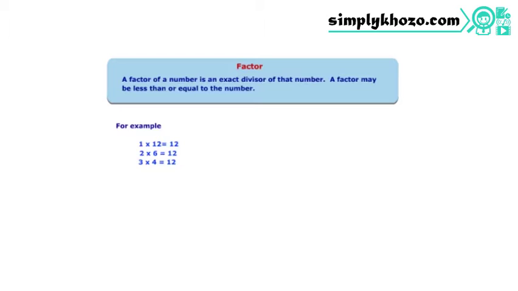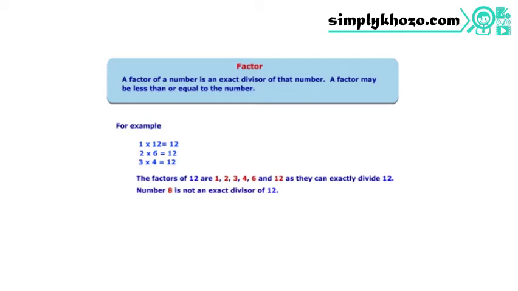Since a factor is less than or equal to the number, therefore, there are only a finite number of factors of a given number. The factors of 12 are 1, 2, 3, 4, 6 and 12, as they can exactly divide 12. Number 8 is not an exact divisor of 12. Similarly, 5 and 9 are also not factors of 12.